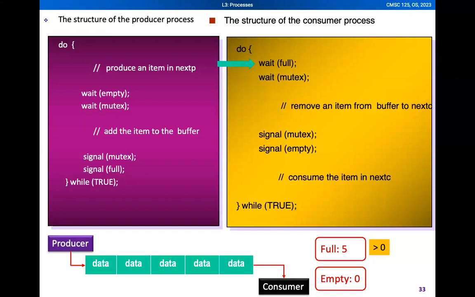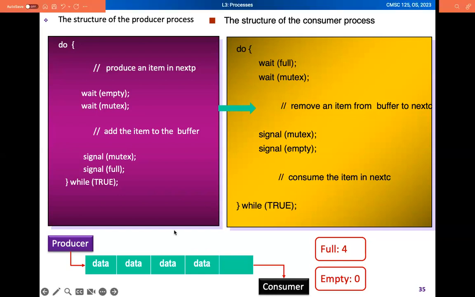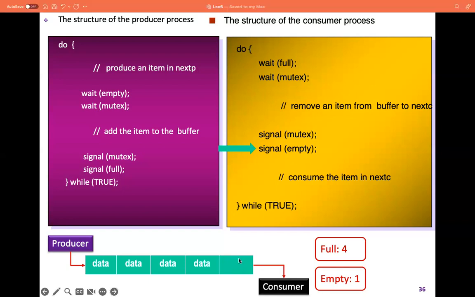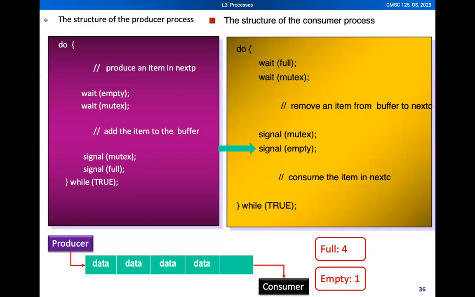Okay, so if it is greater than 0, then it decrements the full variable and removes an item from the buffer. And as you can see here, now we have 4 buffers that are containing data and the rest that are empty. So it also reflects here on the value of the full and empty semaphores. And then it signals the empty, essentially increasing the value of empty by 1, since there is now 1 buffer that is available. Okay, and it consumes the item in the next consumer step.